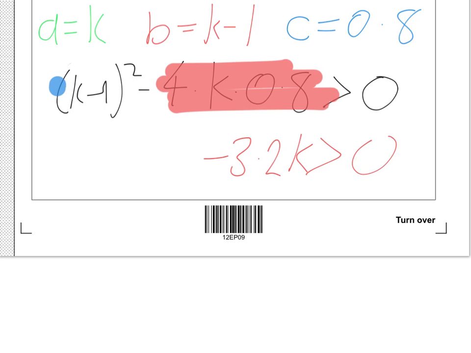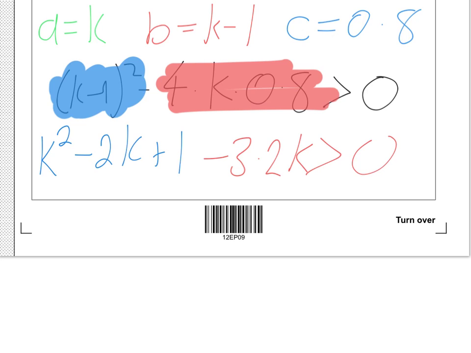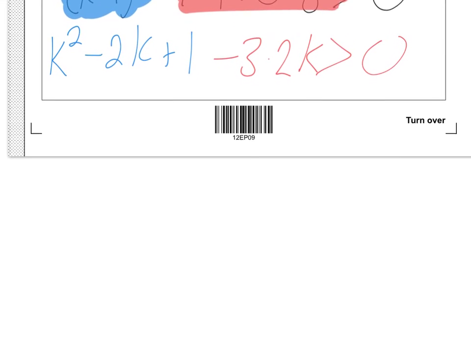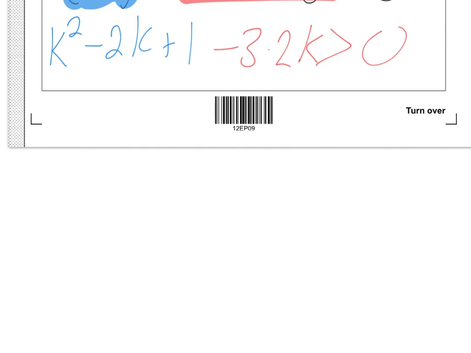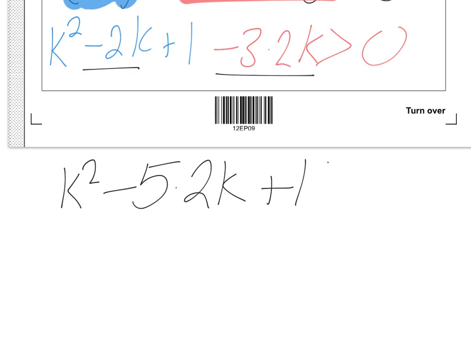And the other bit, we've squared out a million brackets by this point in the course, squares to k squared minus 2k plus 1. So if we collect those together a little bit, we're going to get k squared minus 2k minus 3.2k is minus 5.2k plus 1 is greater than 0. And now this is the point where I've got an equation that I can plot. This is going to be a U-shaped parabola.